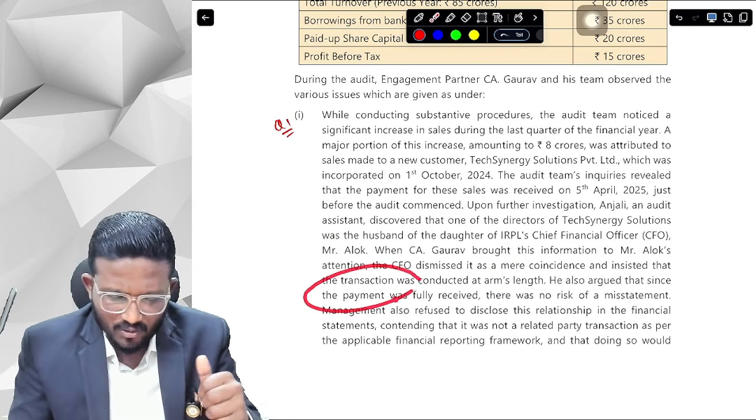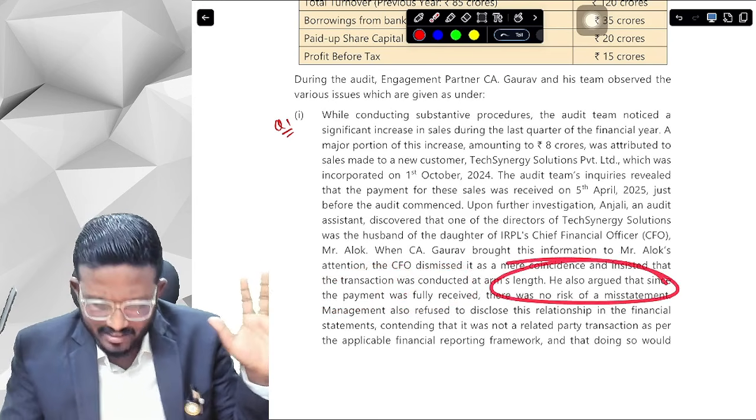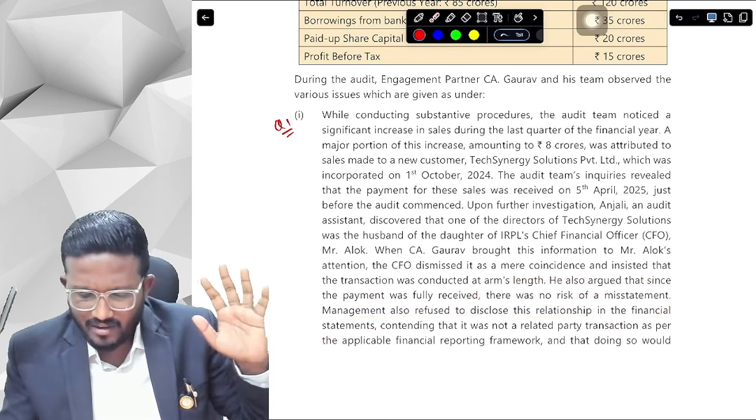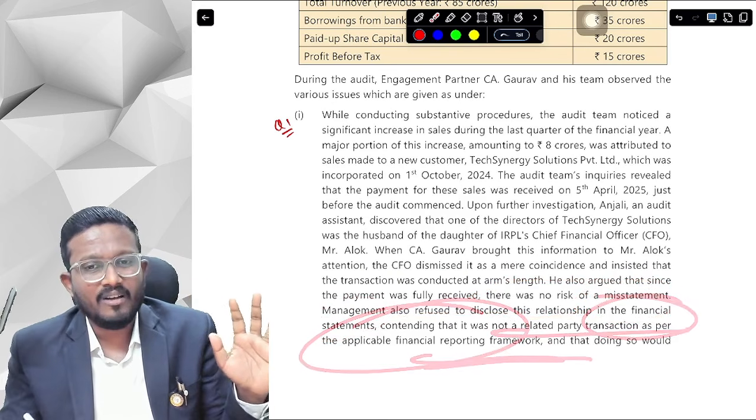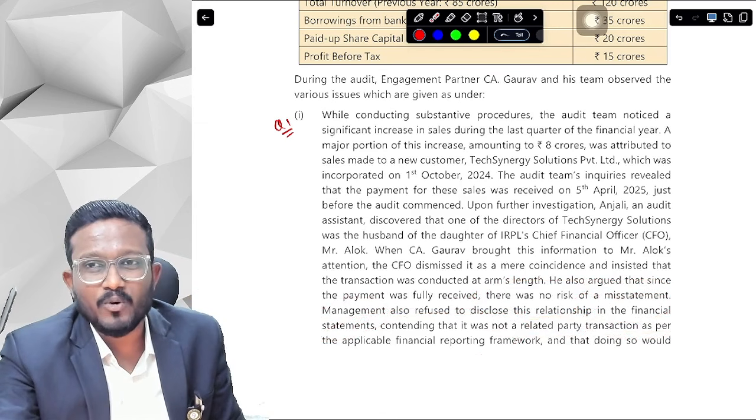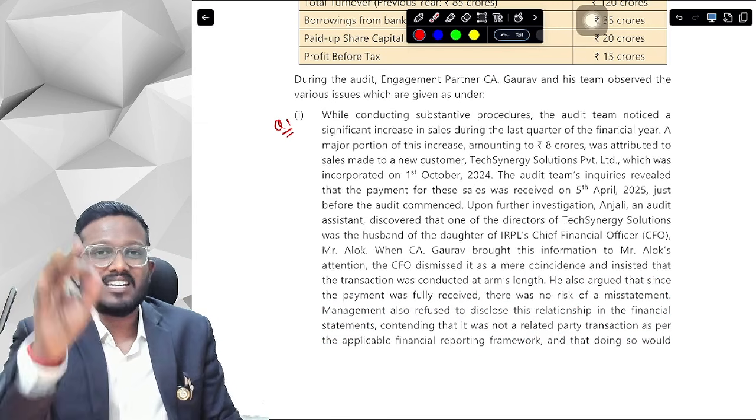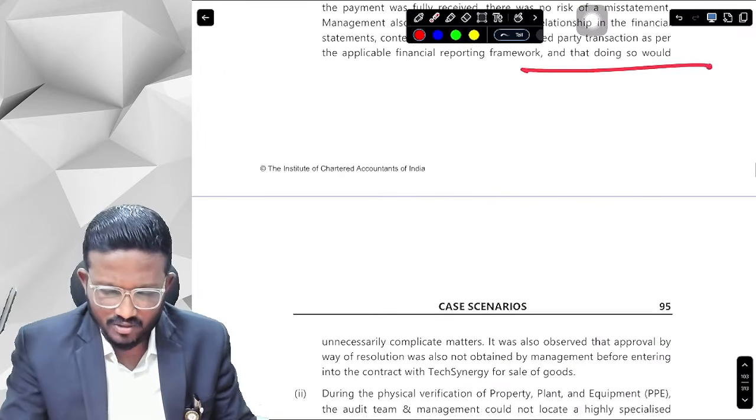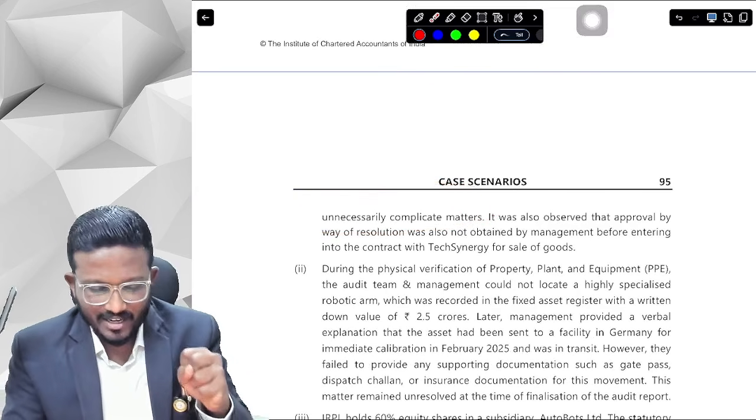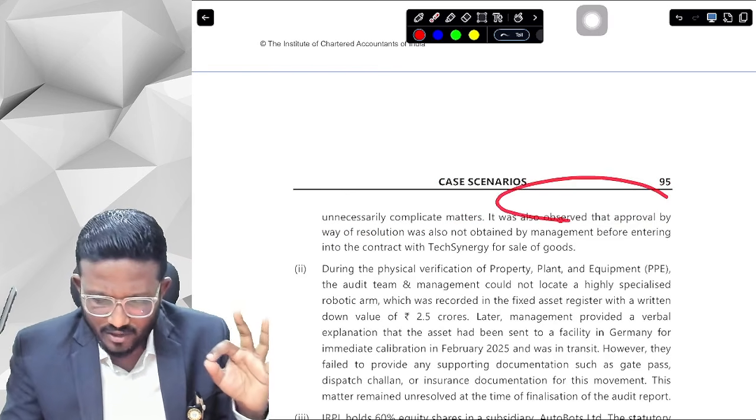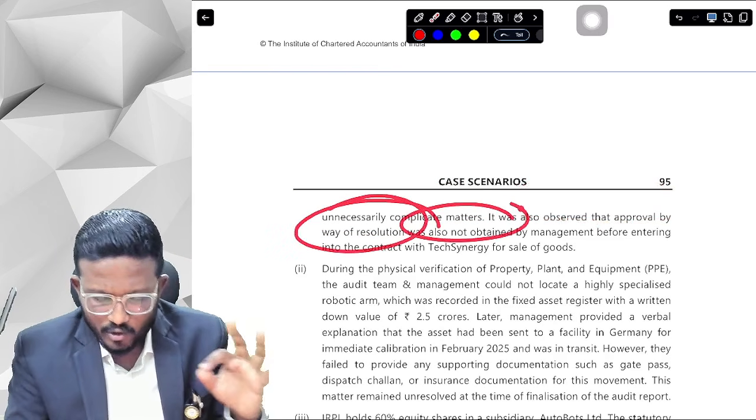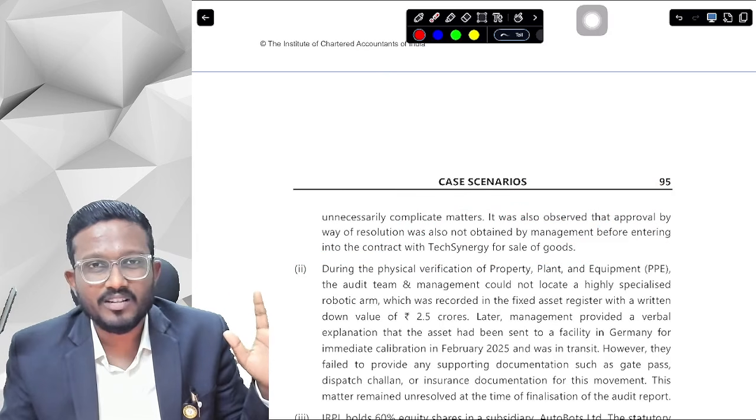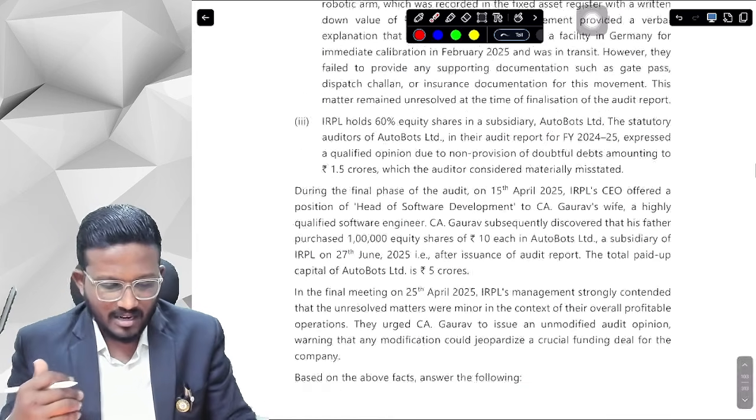We also said that the payment was also fully received. There was no risk of misstatement in this particular transaction, and management also refused to disclose their relationship in the financial statement, saying that it was not a related party transaction as per applicable FRF. Therefore, we will not be reporting this particular transaction in our financial statements. That's what is being stated by the CFO as well. Okay, yes sir. And if we disclose this as a related party transaction, then we will have to do unnecessary compliance. And it was also observed that the approval by way of resolution was also not obtained by the management before entering into contract with the Tech Synergy. So basically they haven't obtained the board resolution or the board approval as well for entering into this type of related party transaction.